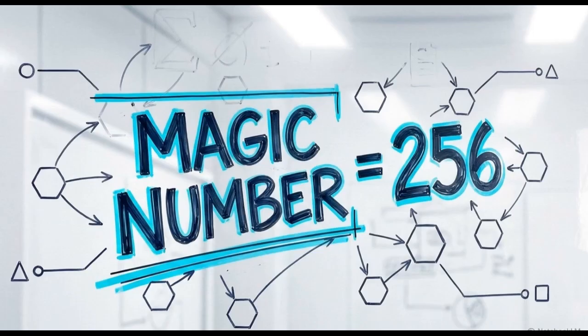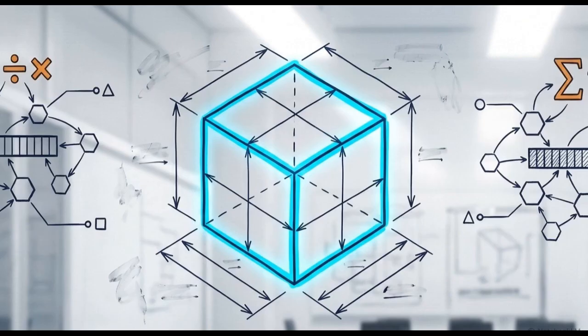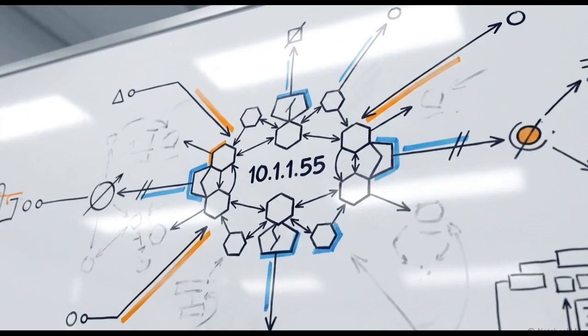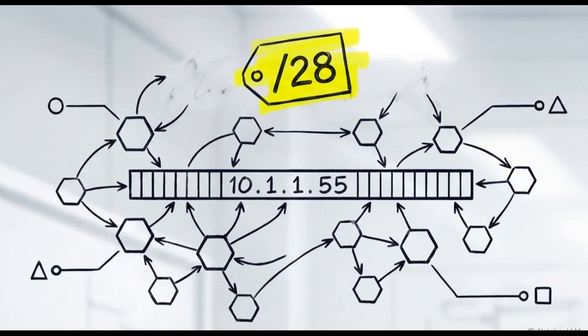The formula is simple. Take the number 256 and subtract the interesting octet of your subnet mask. The result is your network's block size. Let's apply this to a specific problem. We need to find the full subnet details for the IP address 10.1.1.55 with a /28 notation.